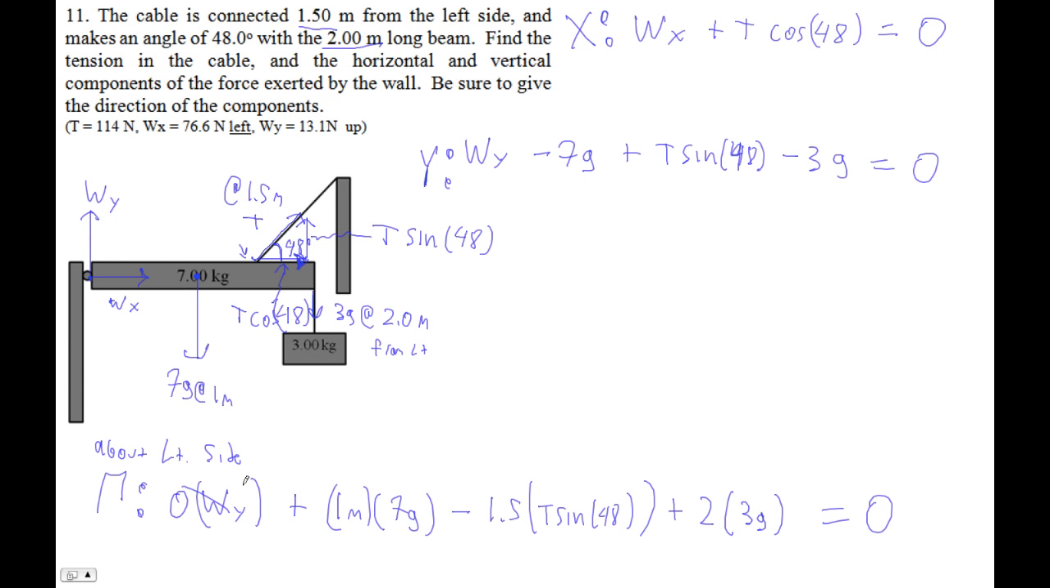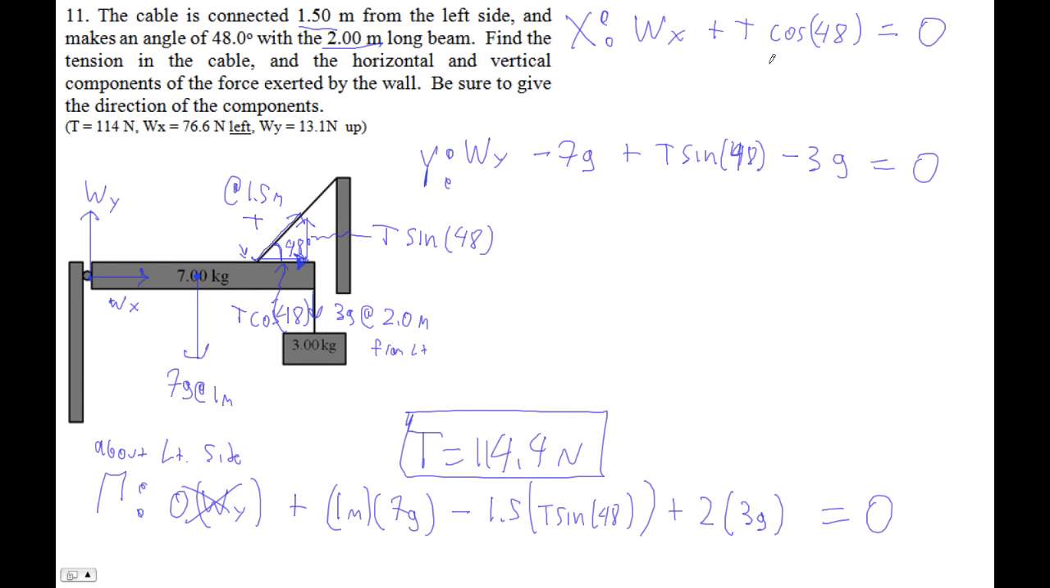And again, we picked that spot so we could get rid of that variable. Now we can solve for the tension. All right, here we go. So I'm going to go 1 times 7 times 9.81 plus 2 times 3 times 9.81. I get a number, and I'm going to divide by 1.5, then divide by the sine of 48. 114.4 is the tension, 114.4 newtons.